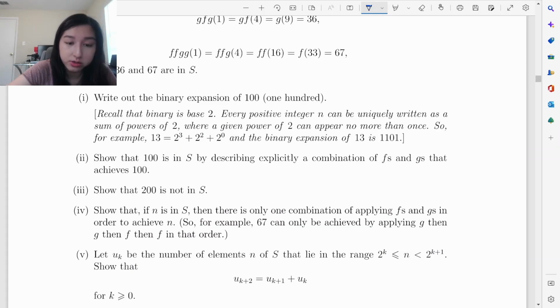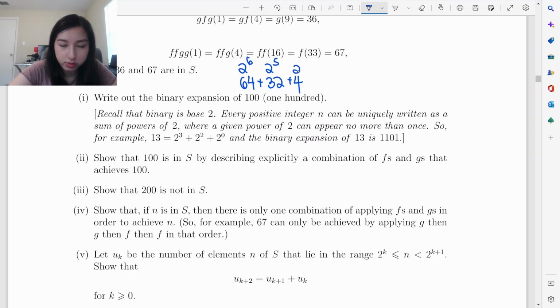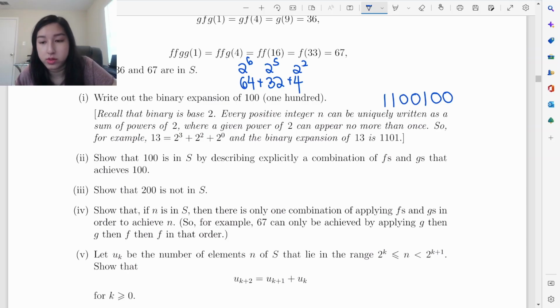13 is 2 to the power of 3 plus 2 to the power of 2 plus 2 to the power of 0. So, 100 is 64 plus 32, which is 96, so plus another 4. 2 to the power of 6, 2 to the power of 5, and 2 to the power of 2. So if we write it from backwards, 0, 1, 2, 3, 4, 5, 6. That's it: 1, 1, 0, 0, 1, 0, 0.